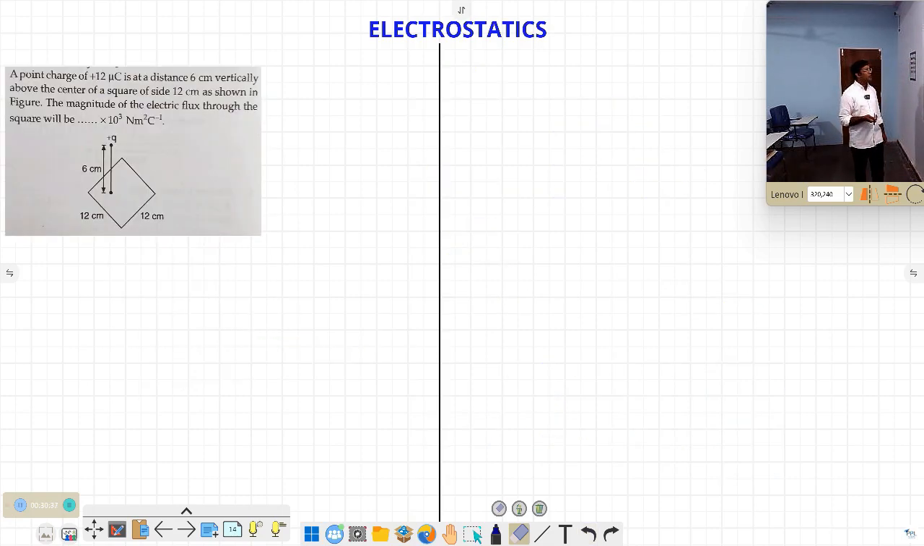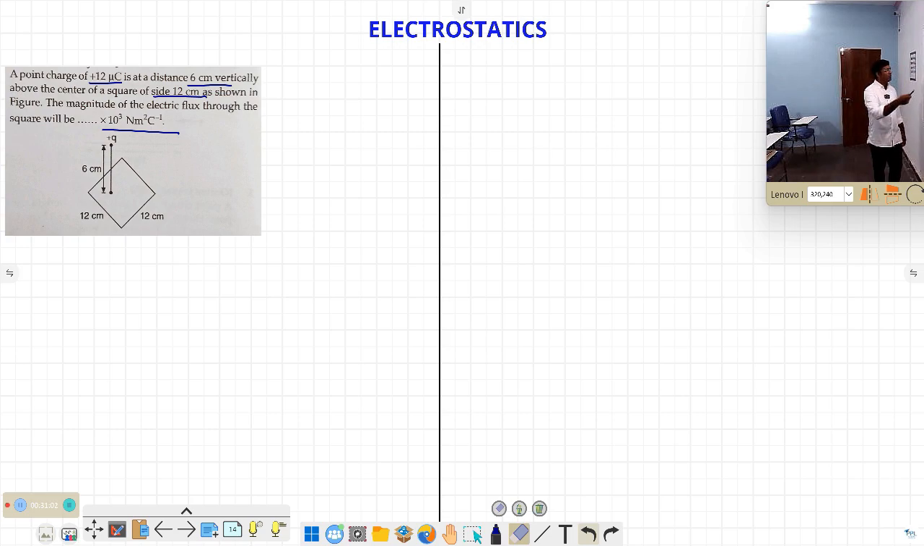The next problem given is based on the flux concept, that is a cubical surface based concept. A point charge of plus 12 microcoulomb is at a distance of 6 centimeters vertically above the center of a square of side 12 centimeters as shown in the figure. The magnitude of electric flux through the square will be, how much value of the electric flux through that surface area they are asking to find.